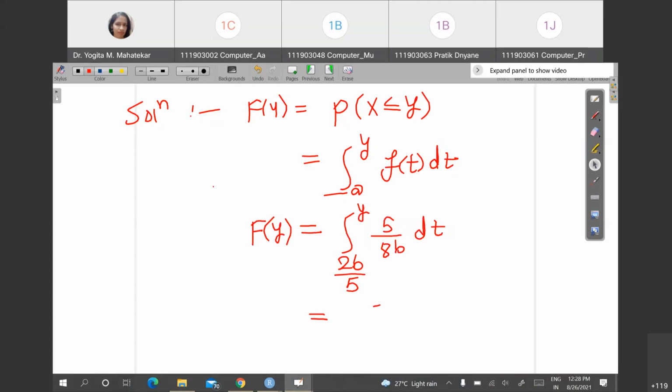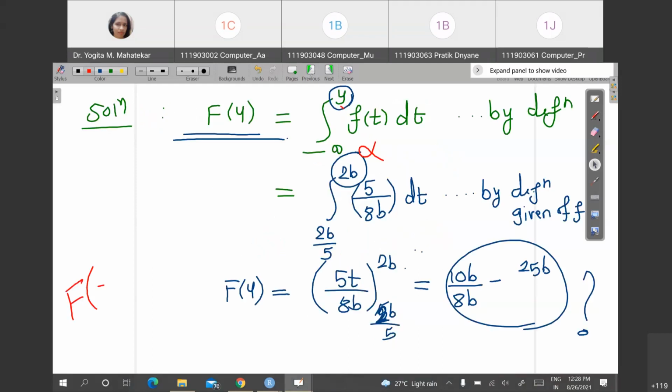So now this is 5t upon 8b for various values. Now, what I had done here is calculating exactly at 2b, which I don't want. When I put the upper limit as 2b, what I am doing indirectly is finding the cumulative distribution at t equal to 2b, which I don't want. I want it in general. What is F of t?